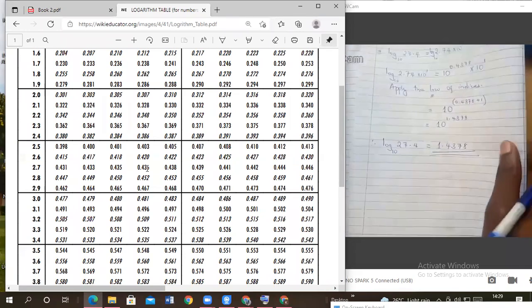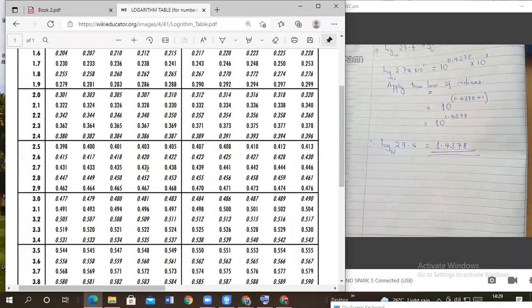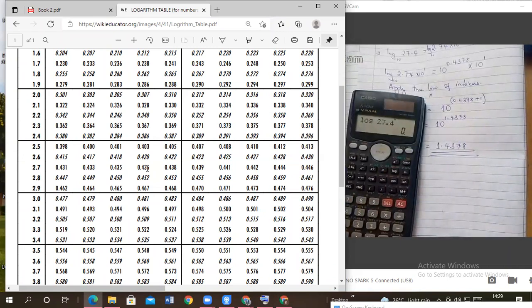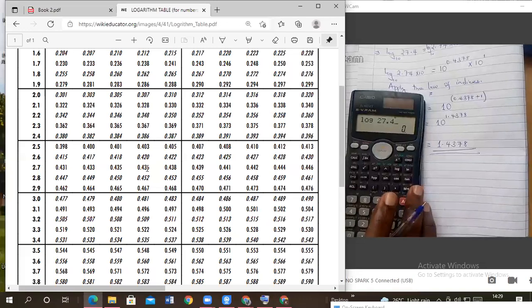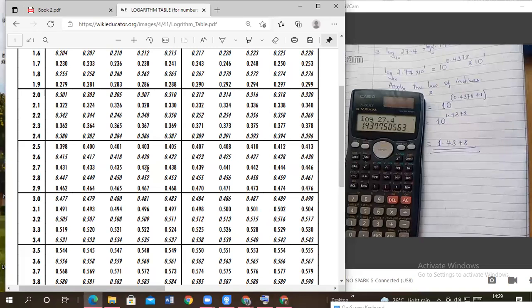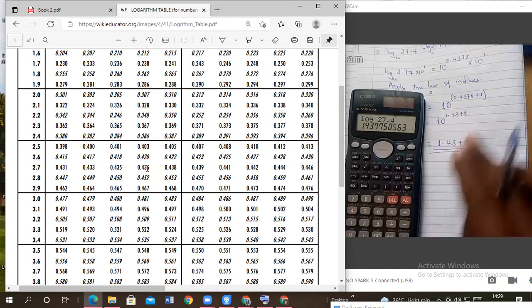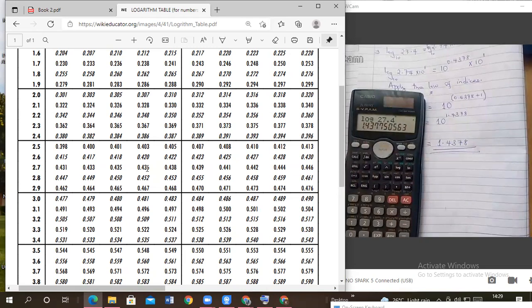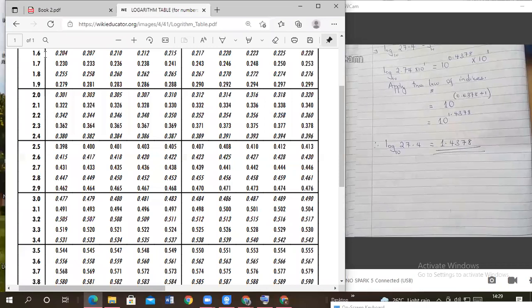Now you press it direct from your calculator to confirm our answer. Just press log of 27.4. What do you get? 1.4378. Is it different? No. This one we have used the method, but this one we are just proving our answer. Have you seen that? Let's go back here now.